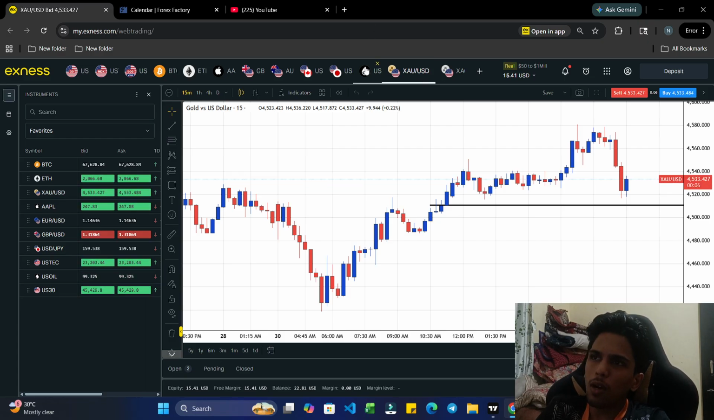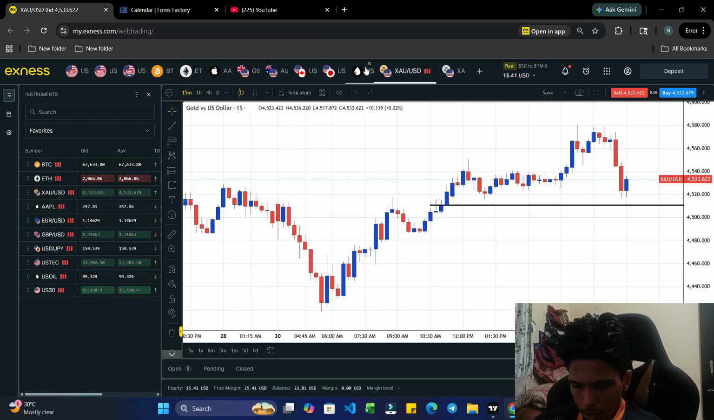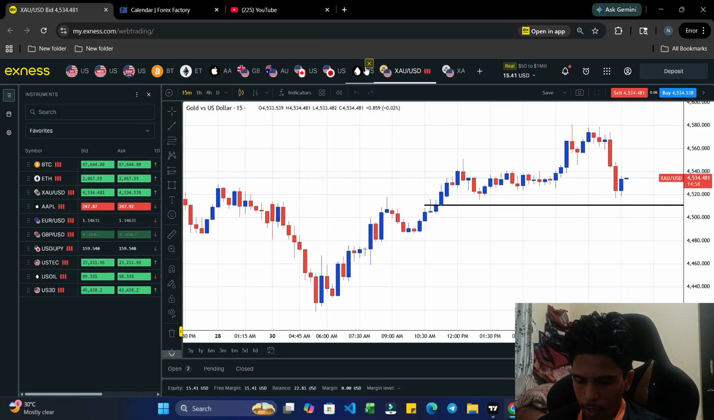Hedging also a good move. I have my $15 equity and the $7 loss is there. So I'm not that much angry on the situation which I have done.